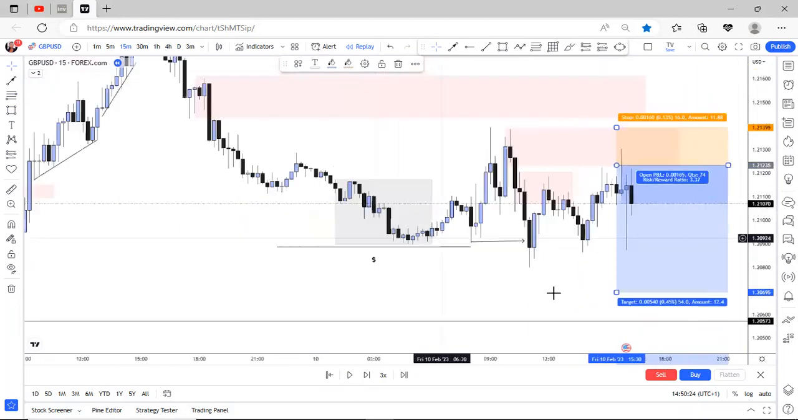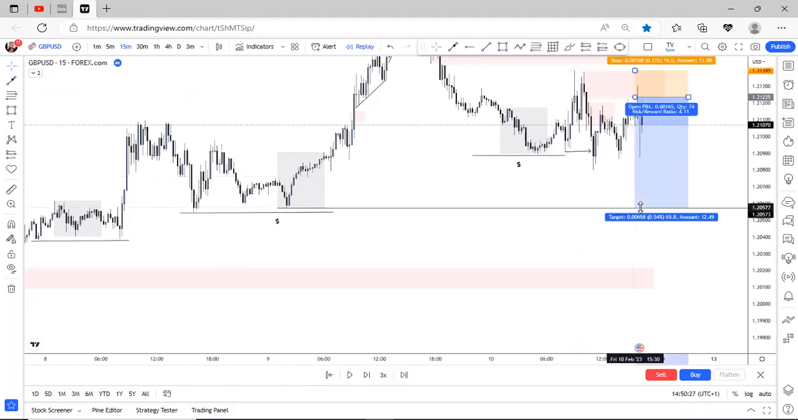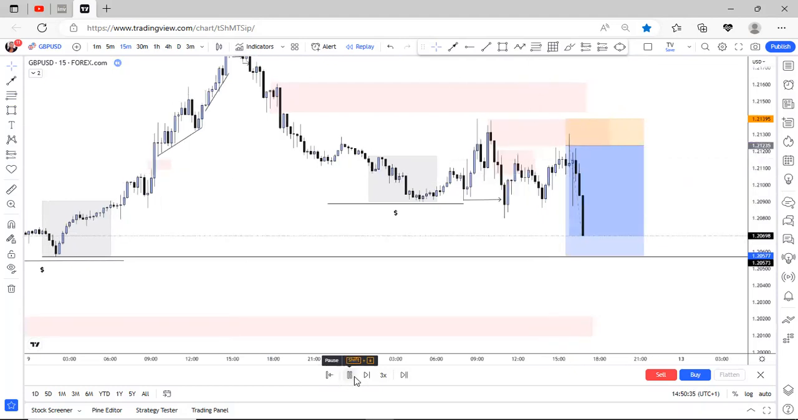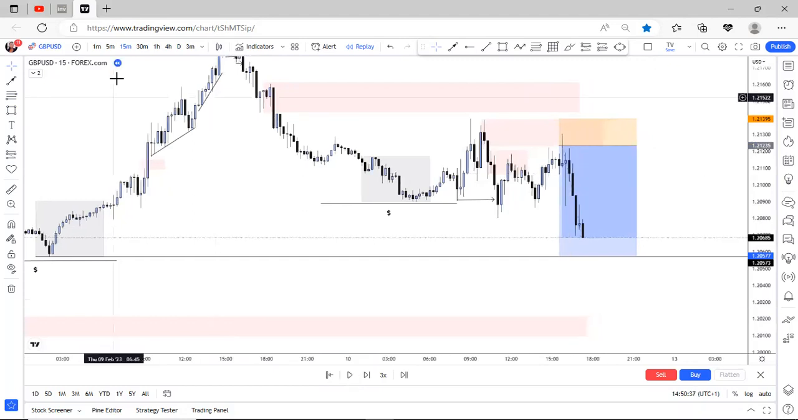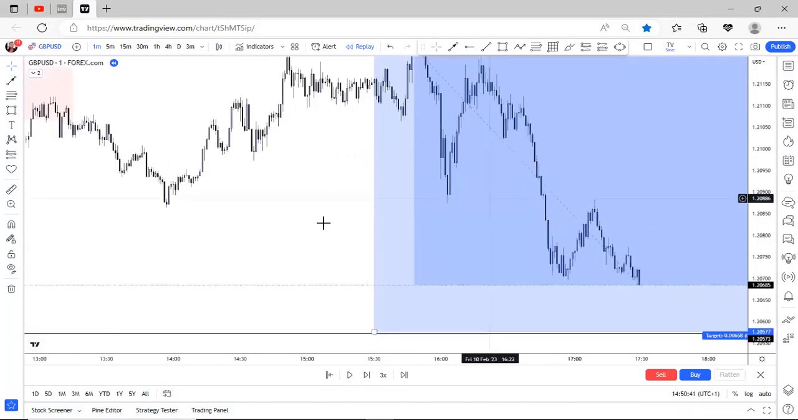So trading requires patience, guys. It requires patience, because sometimes market can stay in your point of interest for hours and not move for hours, and you will just be frustrated. So let me see, I think I got another entry. Yeah, so I got this entry.